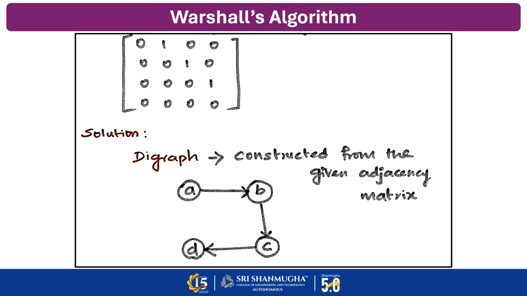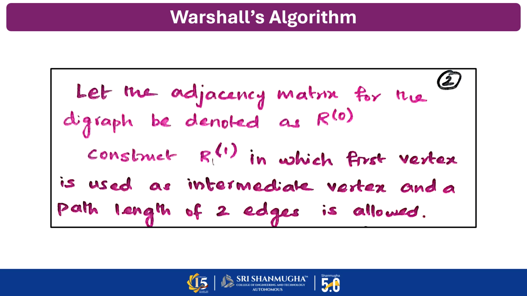So now we will see how to construct a digraph from the given matrix. From the given matrix, we are constructing a digraph, that is, a directed graph. As I already mentioned, if it is 1, then there is a connection between two vertices. If it is 0, the two vertices are not connected. There is no edge. Got it? So now when you observe the digraph, it will be very clear that there is a connection only for A to B, B to C and C to D. Now let us start applying the Warshall algorithm.